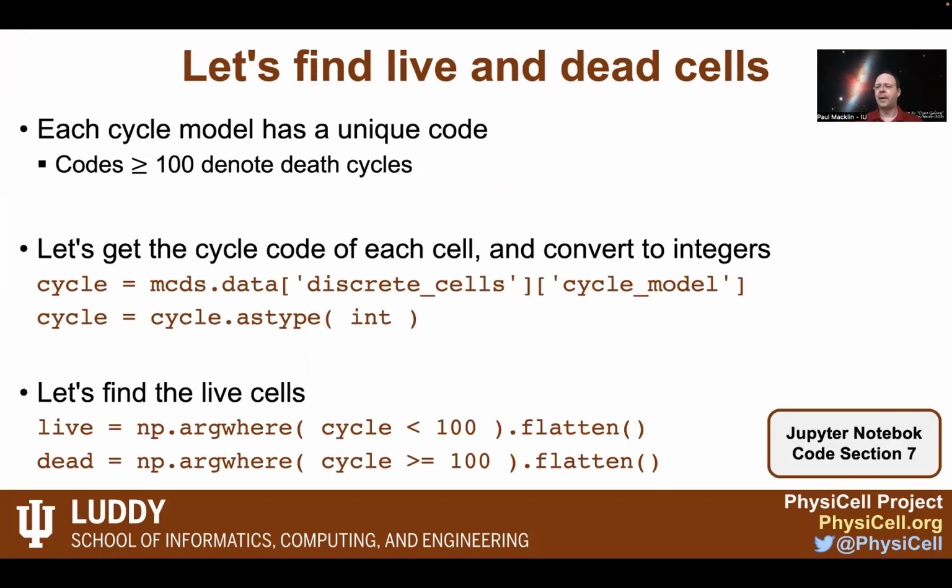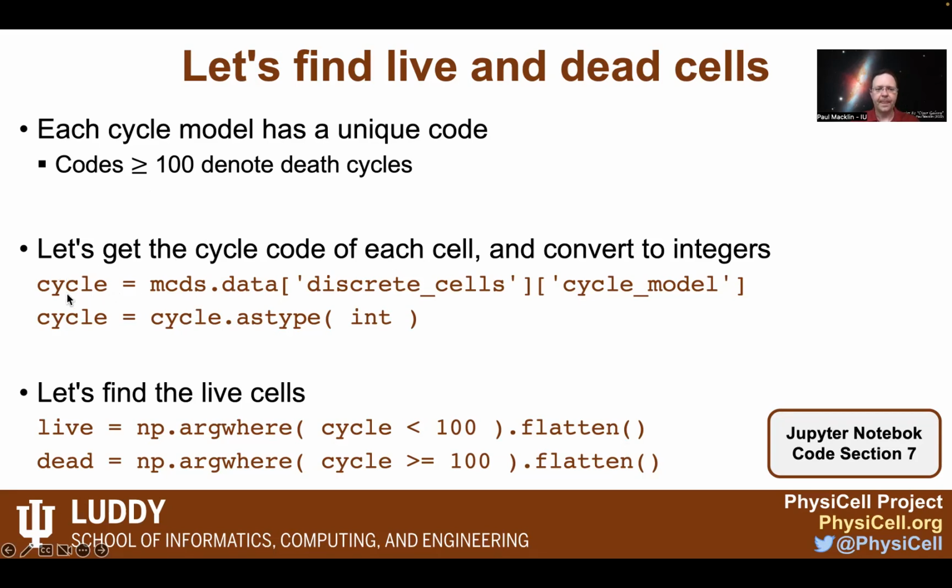Now, the nice thing about Python, of course, is that you can do searches, and you can look for cells and sub-select them and plot only parts of the cells. So each cell has a cell cycle with a unique code. Any code that's greater than 100 is a dead cell. And so we can use that to actually search for the live and dead cells.